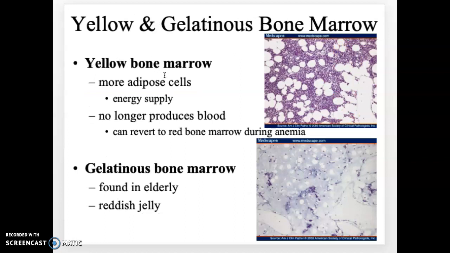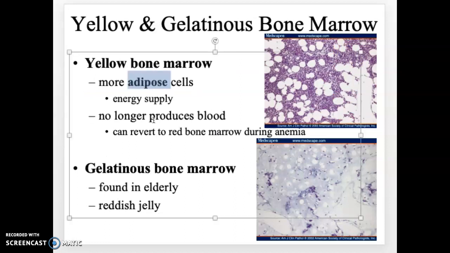So yellow bone marrow is adipose. It is no longer producing blood, but something really cool: if you get anemic, so you don't have enough red blood cells, your yellow bone marrow can convert back to red bone marrow to start creating more blood cells, which I think is really cool. Gelatinous bone marrow is not very useful. It's kind of just filling that void in elderly individuals. It's just kind of jelly.